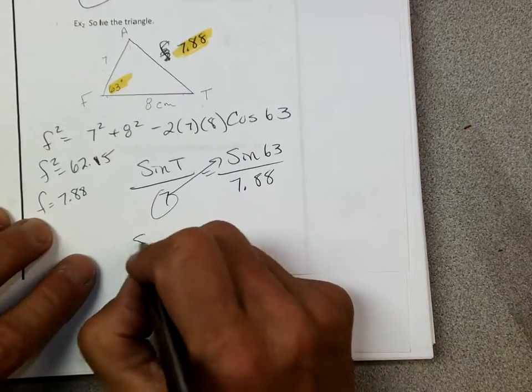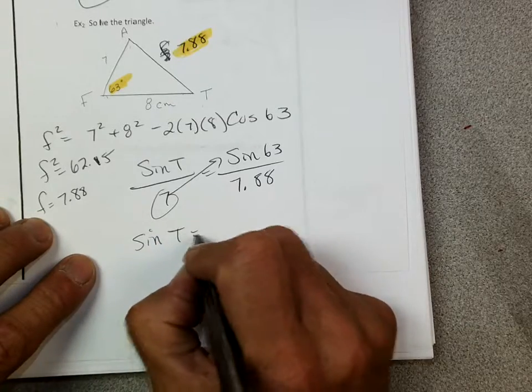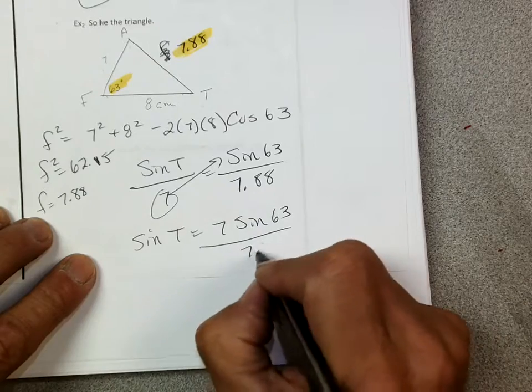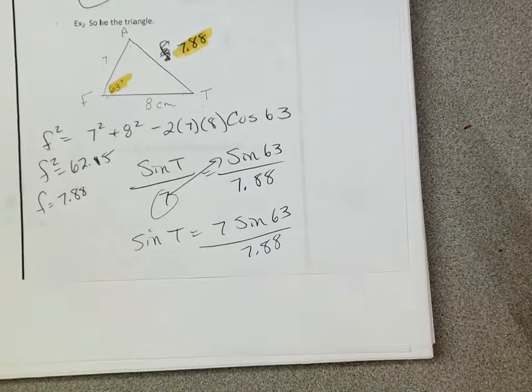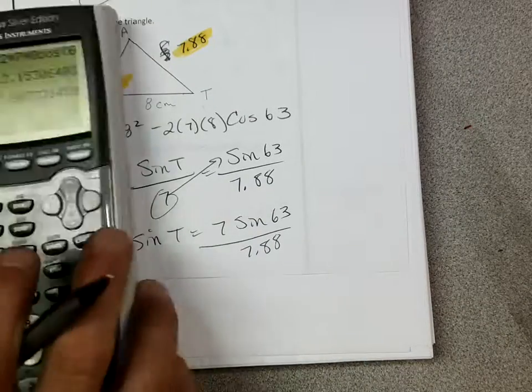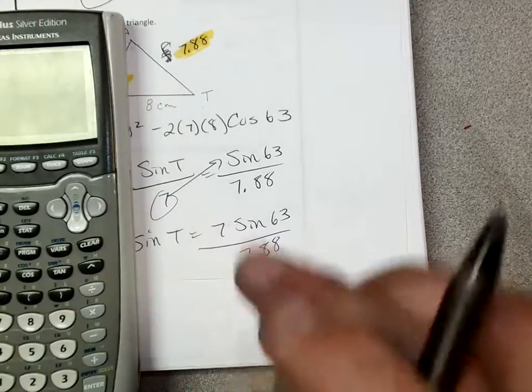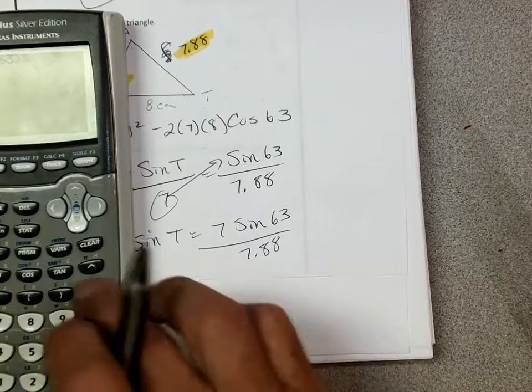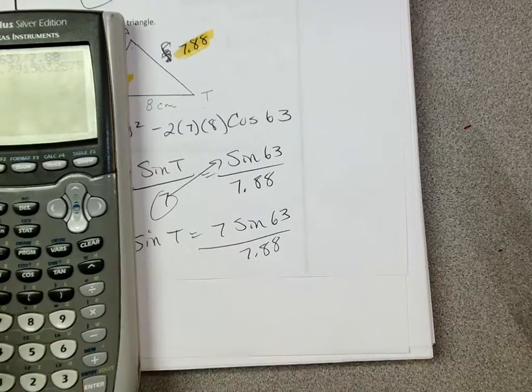So I'll have sine of T equals 7 times the sine of 63 divided by 7.88, right? And then I'm just going to use my calculator. So clear. I'm going to go 7 sine 63, close my parentheses, divided by 7.88, and I get a decimal, but I need to find the angle, so I'm going to push which button?